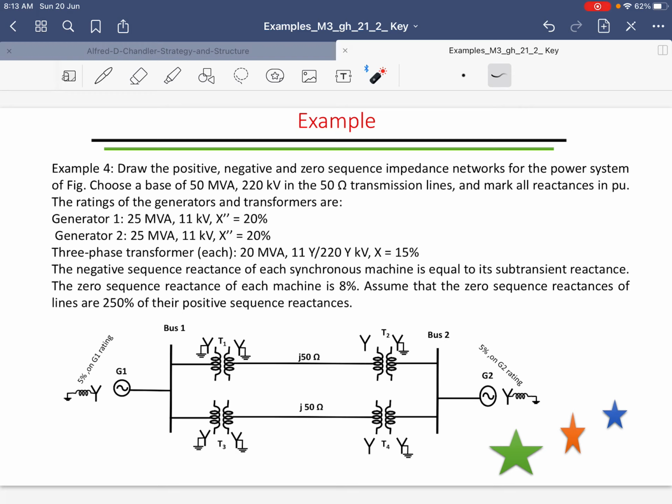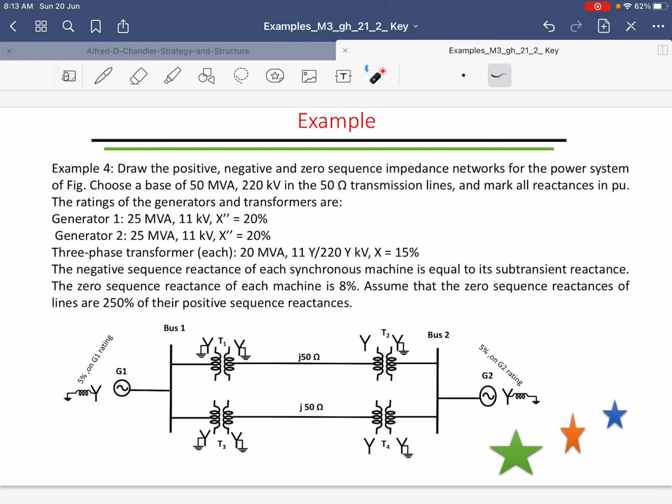Continuing with the numericals on positive, negative, and zero sequence network. Now we'll solve the numericals with all the data given for the network. Here, the two transmission lines, that is j50 ohm and j50 ohm, are fed by the two generators G1 and G2.